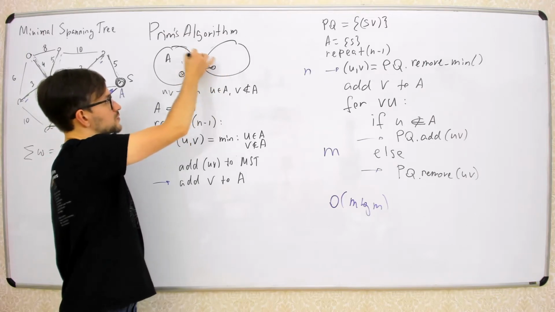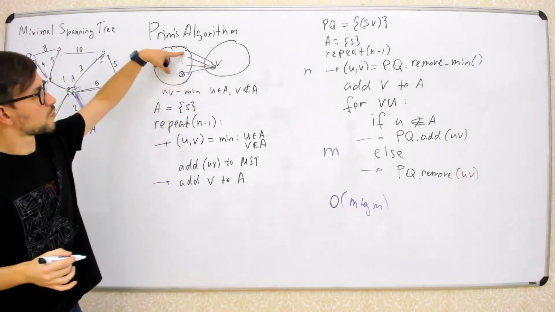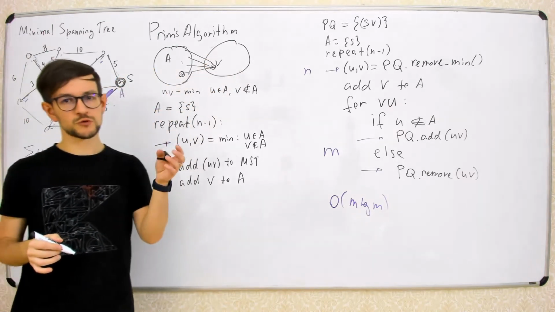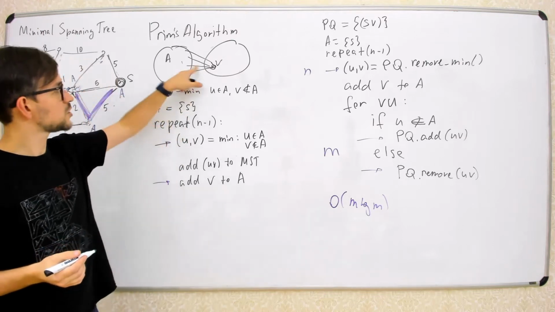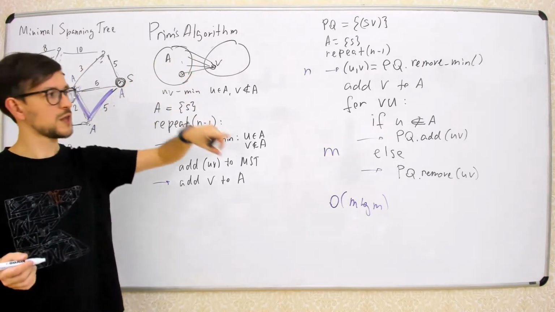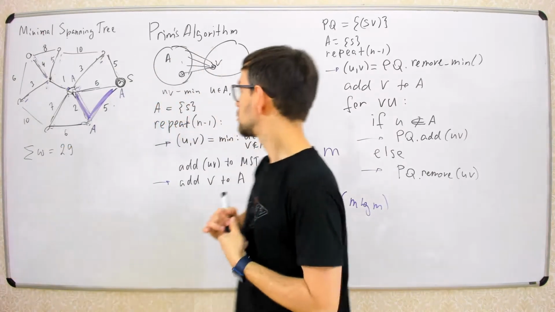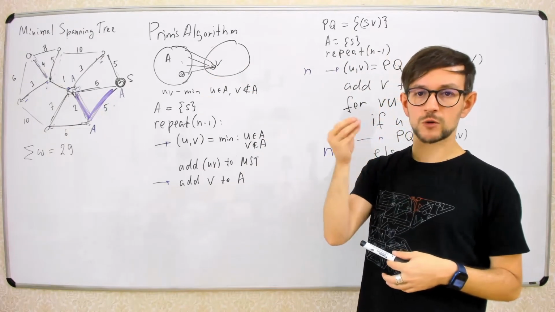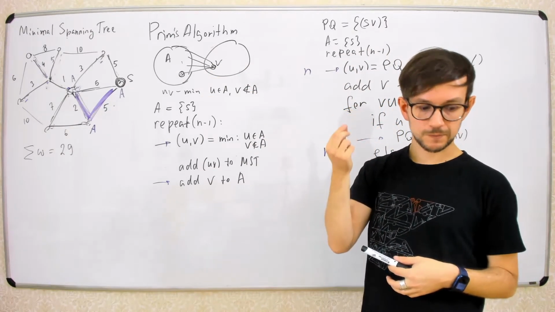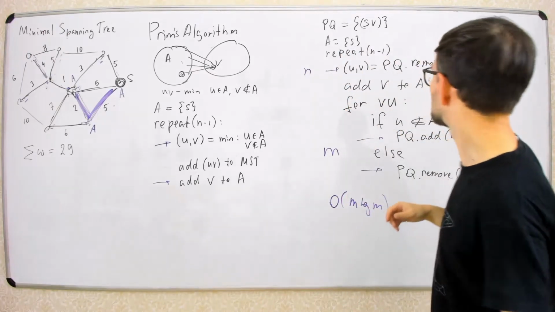So if we have multiple edges for this node V, for all these edges, we only need to keep track of only one edge, which is the minimal edge. If this edge is not minimal among these edges, it will never be minimum among all edges. So for each vertex V which is not in set A, we need only to take care about one edge, which is the minimal edge. Let's do it.